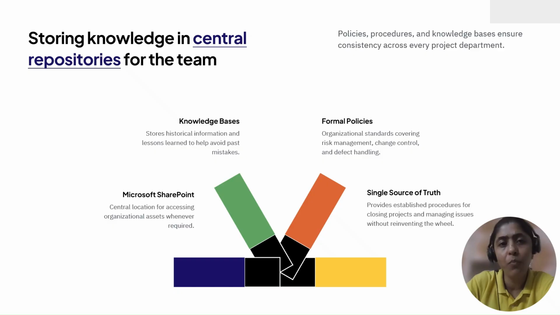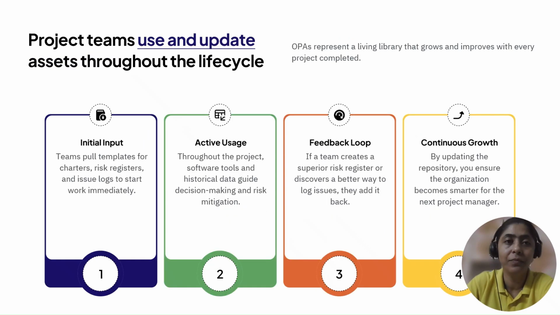Then we have formal policies and procedures. These are established organizational standards for areas such as risk management, change control, and defect handling. Together, these resources create something very important, a reliable source of organizational knowledge. And instead of reinventing the wheel every time a project starts, teams can build on what the organization has already learned. The key message here is simple. OPAs become much more valuable when they are organized, accessible, and consistently maintained.